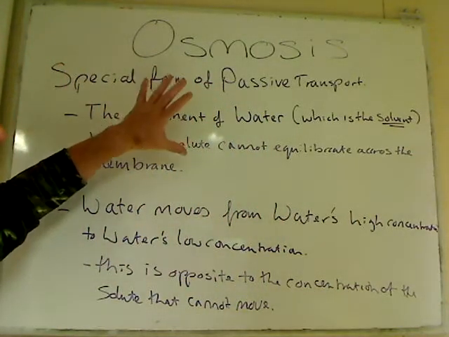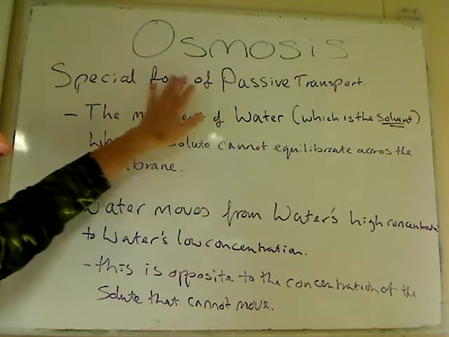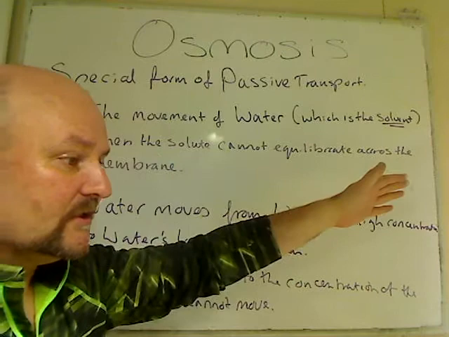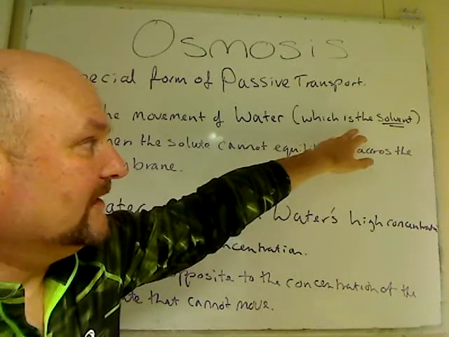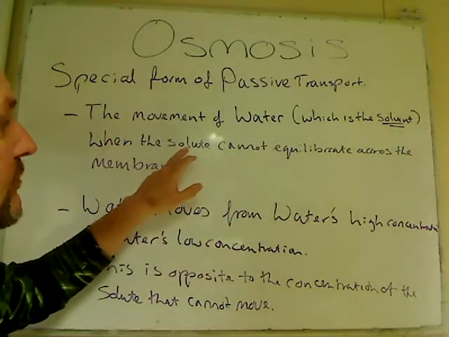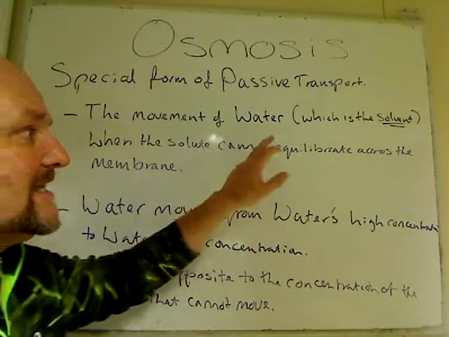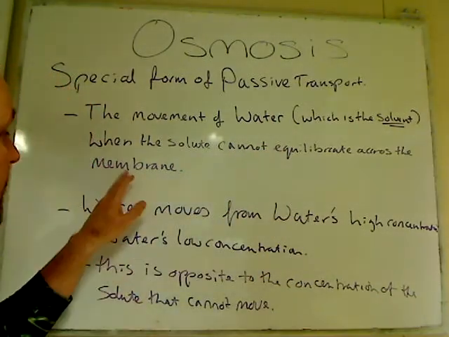So I've just written on the board here just to emphasize the point. Osmosis is a special form of passive transport. Passive transport is movement across a cell membrane without energy input. It's the movement of the solvent, water, not what's dissolved in it. And this is because what's dissolved in it, the solute, cannot equilibrate because it cannot cross the barrier, which in this case is the membrane.